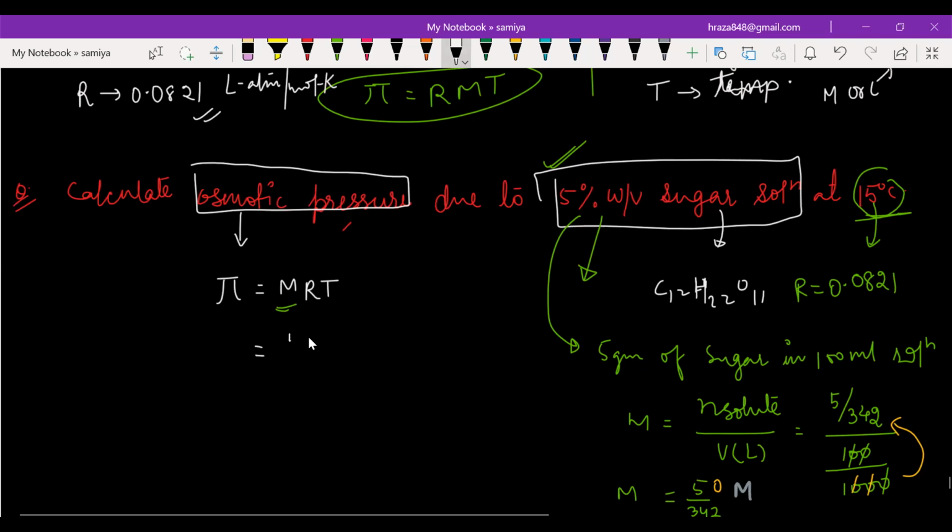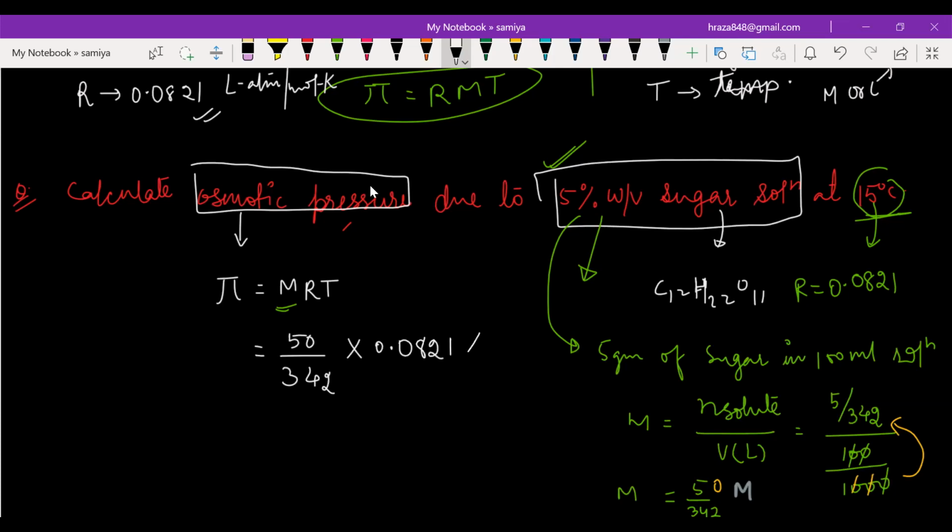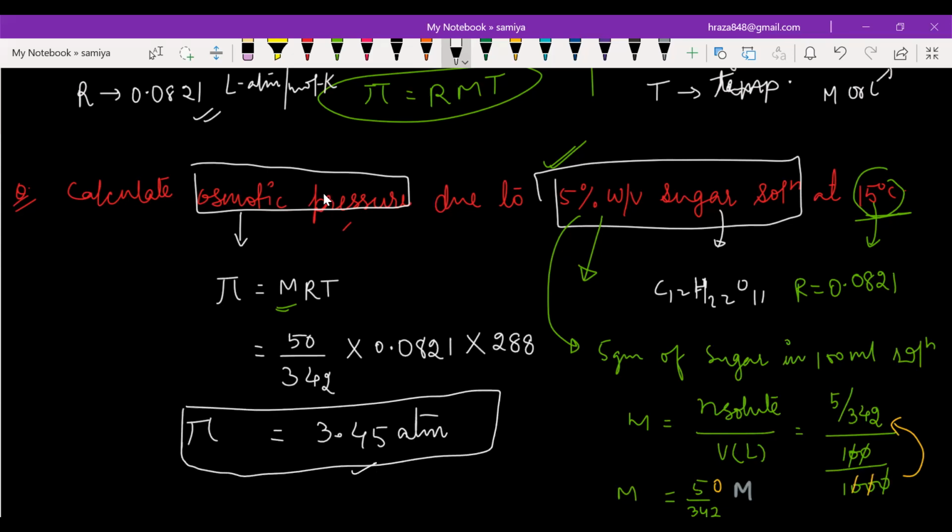50 upon 342 molarity. Now put the value and you will get your answer. 50 upon 342 into what is the value of R? 0.0821 and temperature. Temperature in Kelvin is 288. We just need to add 273, and when you calculate it, you will get approximately 3.45 ATM, since pi is osmotic pressure and we took the value of R in ATM. So please write it.